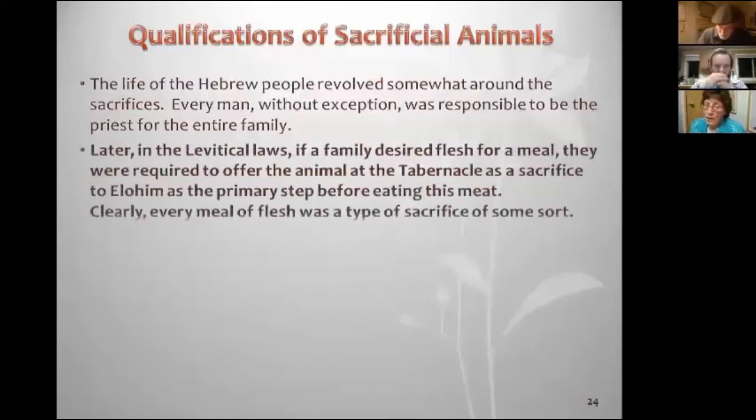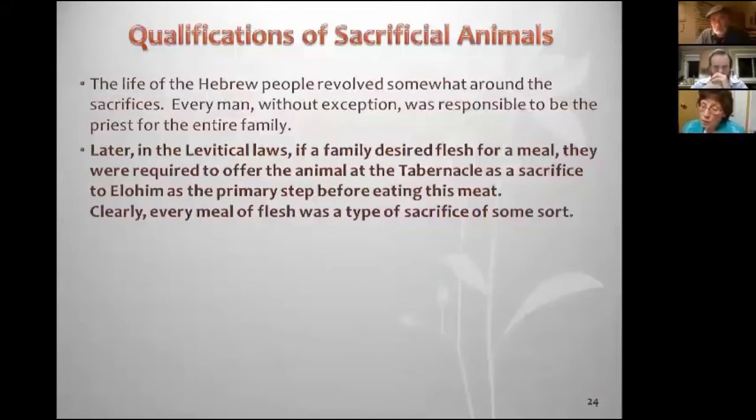So later on in the Levitical laws, if a family desired to have flesh for a meal, they were required to offer the animal at the tabernacle as a sacrifice to Elohim, and that was the primary step before eating this meat. It was called a thank offering or a peace offering, and there's another name for it as well. But if you wanted to have some lamb on your table that night, you had to offer it as a peace offering or a thank offering.